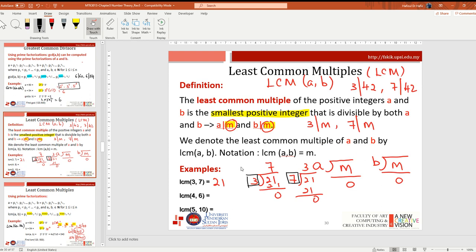Then for the least common multiple, LCM, of positive integers A and B, it is the smallest positive integer that is divisible by both A and B. For example, the LCM of 3 and 7 is 21.